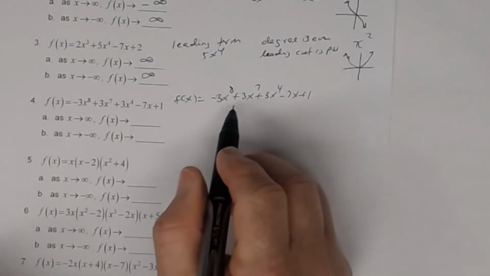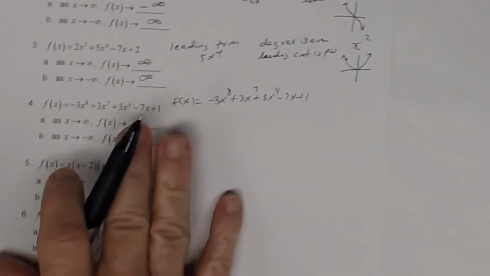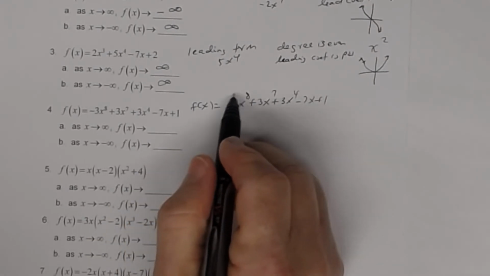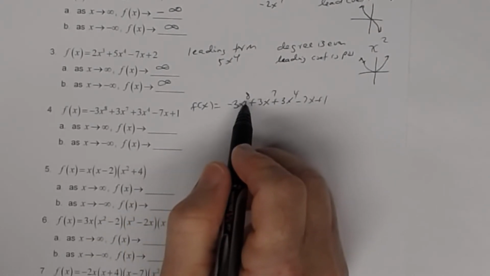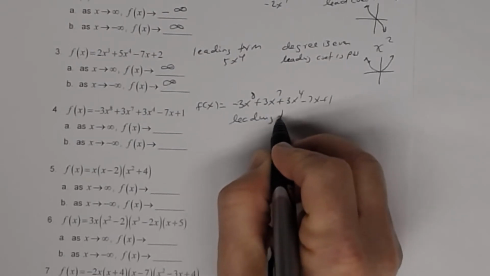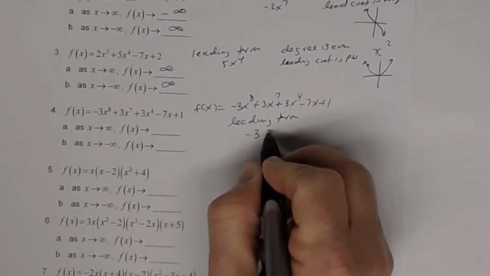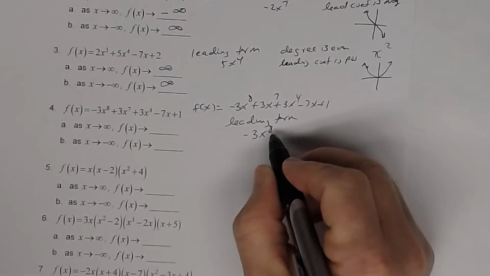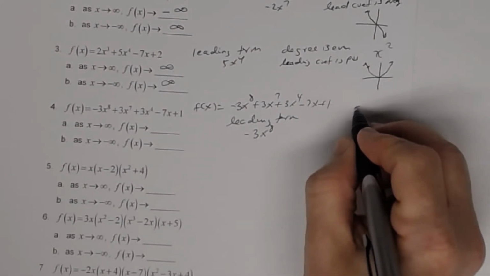So you have all these terms, but for our purpose, all I need to know is that leading term, the one with the largest exponent. So my leading term is negative 3x to the 8th. So the degree is even, right? The degree is even.